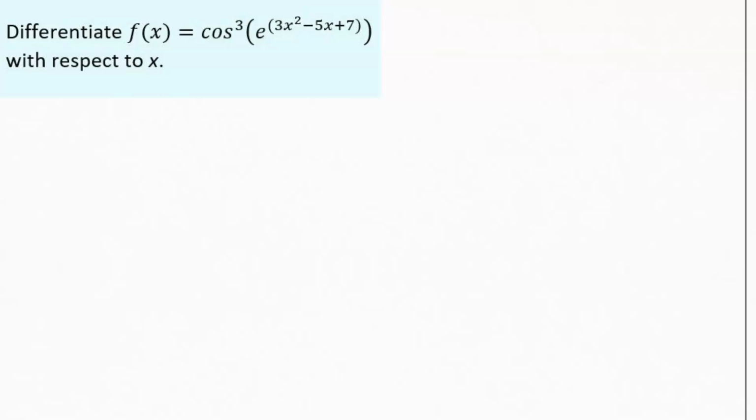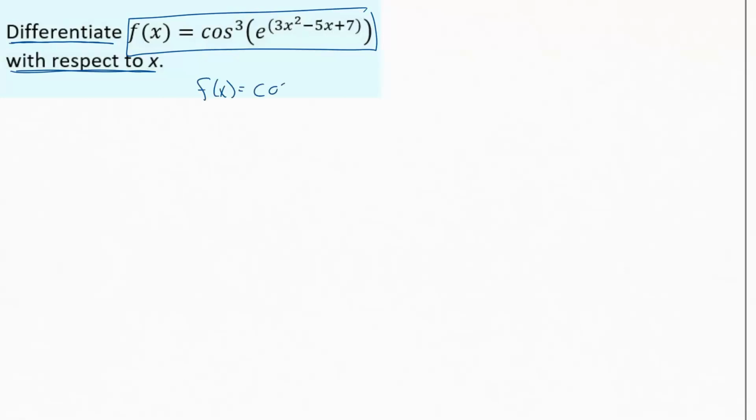So here, this problem again is asking us to differentiate, which means take the derivative of this equation here, and then they always throw in this "with respect to x," which is just telling us the variable we care about. So looking at this problem, we have f of x equals cosine to the third of e to the 3x squared minus 5x plus 7.